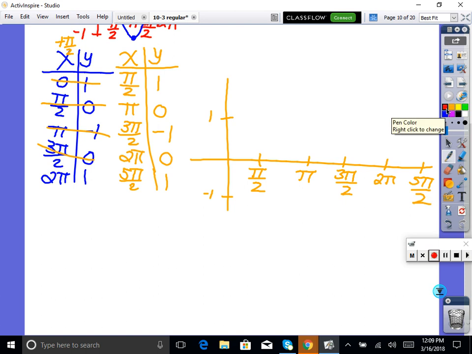So here we go. Then look, we already have the points. We don't even have to think. Over pi halves, up 1. Over pi, up 0. Over 3 pi halves, down 1. Over 2 pi, up 0. Over 5 pi halves, up 1. You guys, we did not even have to think.